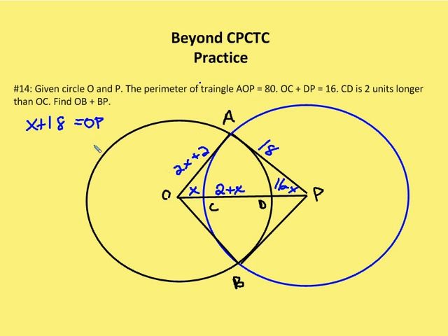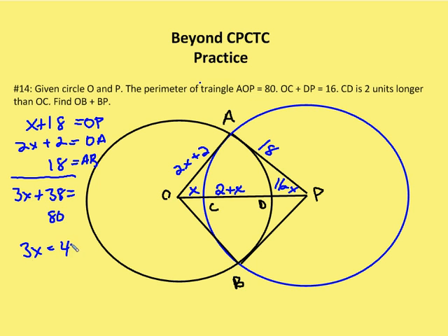Then I have OA, which is equal to 2x plus 2. And then I have AP, which is just equal to 18. So I end up with 3x plus 38, and I know that that is equal to the perimeter AOP. So I have OP plus OA plus AP, that equals 3x plus 38, and it also is equal to 80. So 3x plus 38 equal to 80, 3x then is equal to 42, x now is equal to 14.